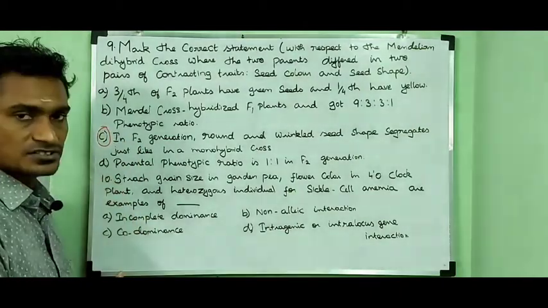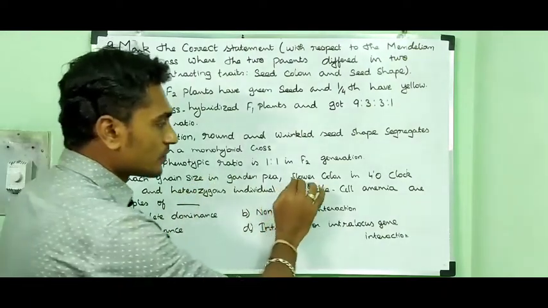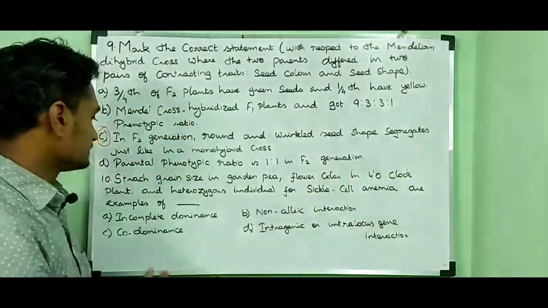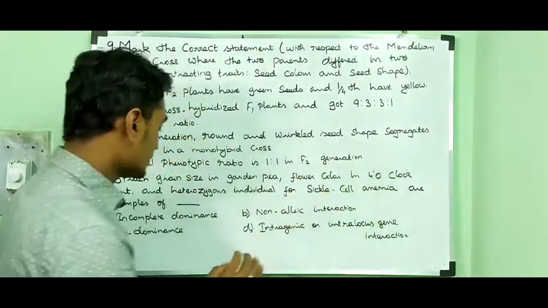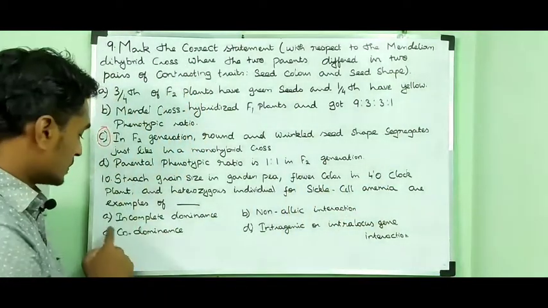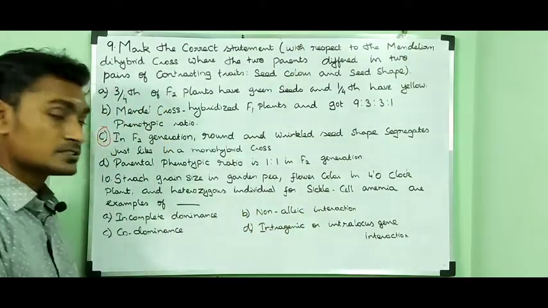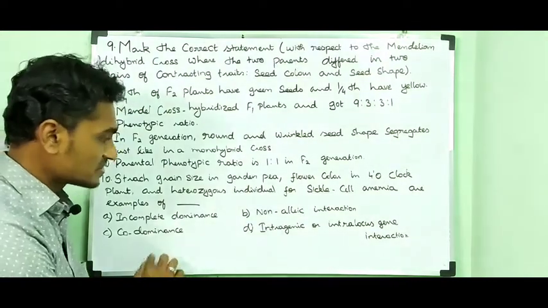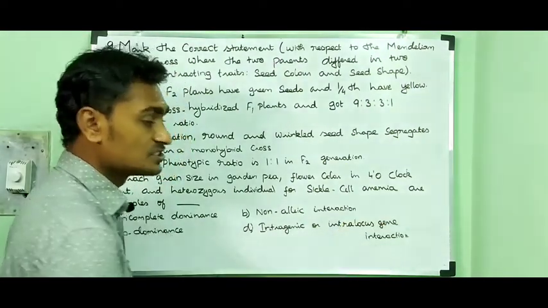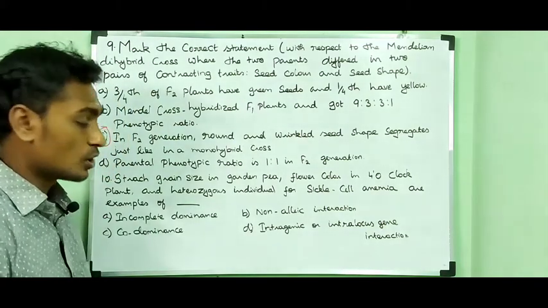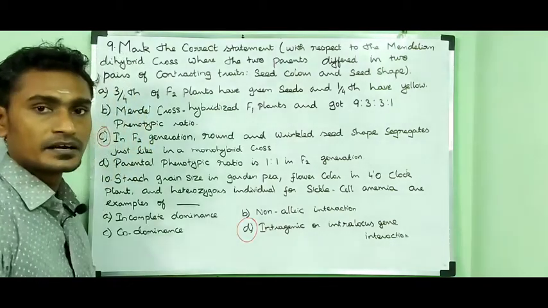Then the 10th question. Starch grain size in garden pea, flower color in four o'clock plant, and heterozygous individual for sickle cell anemia are examples of: option A, incomplete dominance; option B, non-allelic interaction; option C, codominance; option D, intragenic or intralocus gene interaction. So option D is the right answer.